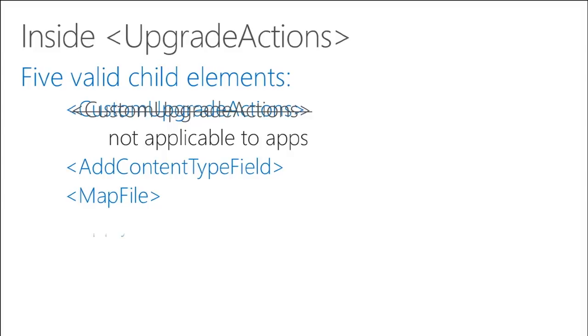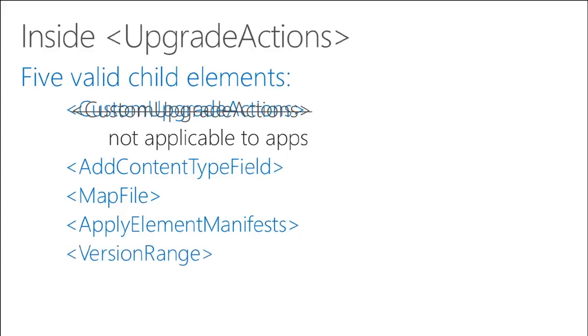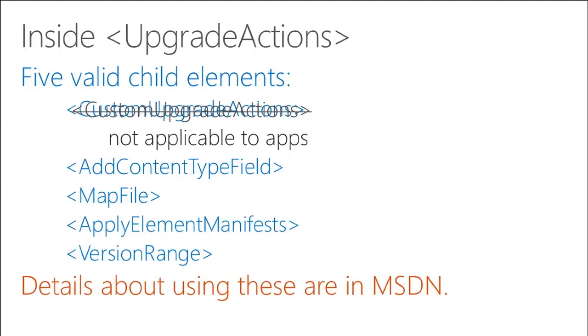And then the workhorse, apply element manifest. This is like a miniaturized version of that first section, the element manifest section. This is where everything that you want to add or change that doesn't apply to the 2 elements above it will go in this section. And finally, there's a version range element, which is very important, and we'll talk about that in some detail in a minute. Now, as I say, this system for updating features has been there since the 2007 version of SharePoint. It hasn't changed. You can read the details in MSDN.